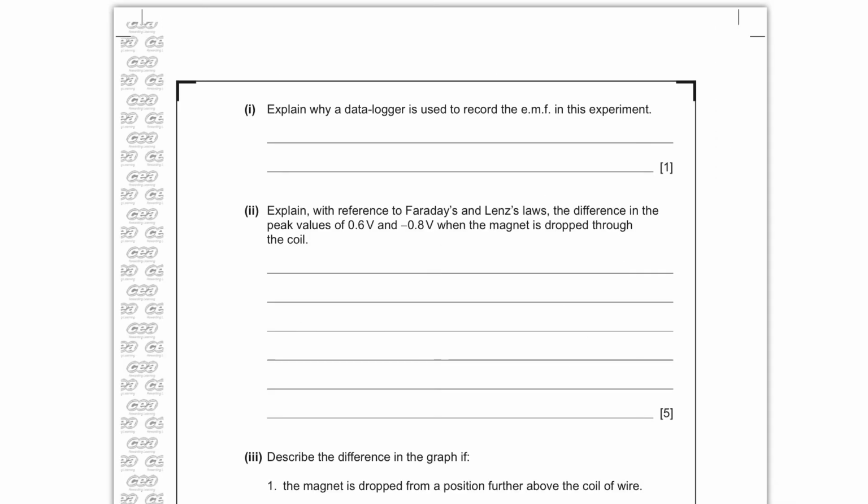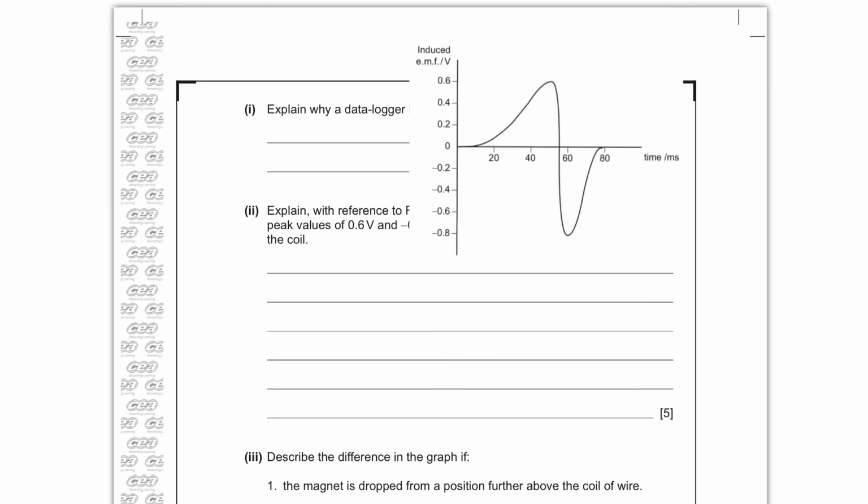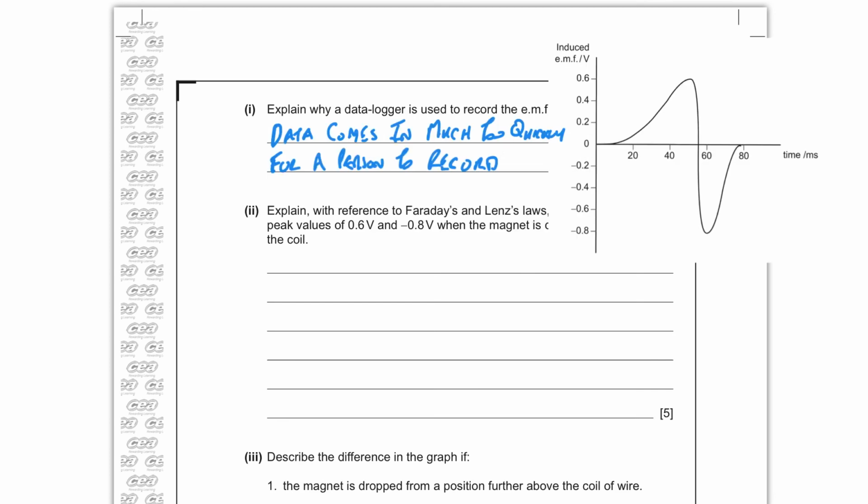Part 1, explain why the data logger is used to record the EMF in this experiment. So I'll just bring back the graph to show you. You can see that the time scale on the graph here is like 80 milliseconds. So all these values would have been taken in a tiny fraction of a second, and that's why we need the data logger, because the data is over a very short time scale. Data comes in much too quickly for a human to record.